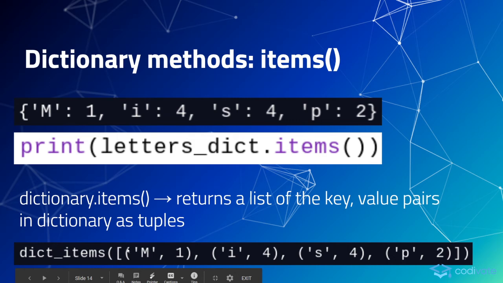We have a list starting here. We know our list starts with square brackets and ends here. And inside this list, we have a bunch of tuples. We have M1, since that's the key value pair there, I4, that's the key value pair there, S4, that's the key value pair there, and so on.